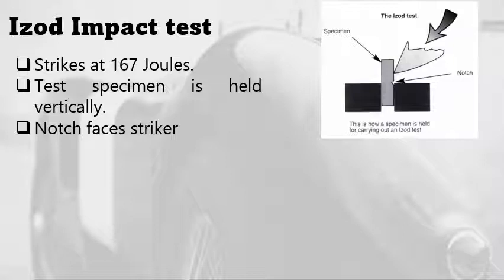So this is how the specimen is held for carrying out an Izod test. We have here a notch. We actually have to create this notch where it faces the striker. And this is our test specimen. This is where the striker strikes the test specimen. So the test specimen is in a vertical position, as you can see here. That's for Izod impact test.